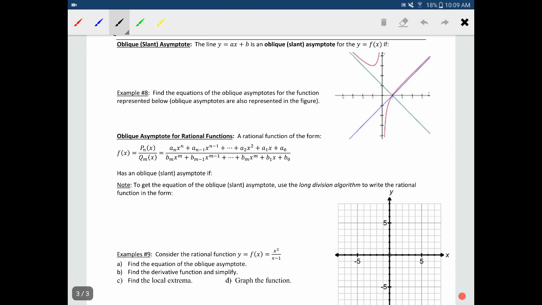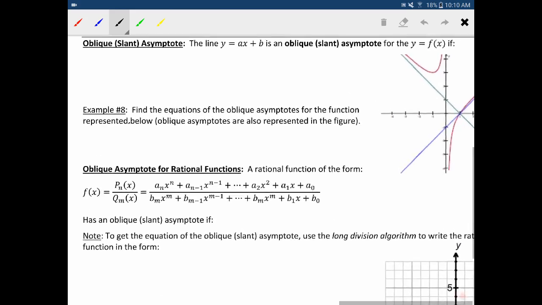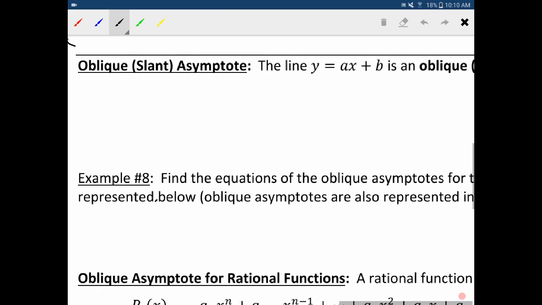Alright, so for our third part of this video, we're going to take a look at the last one. We're going to look at oblique asymptotes. So, first of all, what do we need to have an oblique asymptote? How do we know there's going to be an oblique asymptote? So, what you need is you have to have the degree of the numerator being exactly 1 greater than the degree of the denominator. That will give us an oblique asymptote.